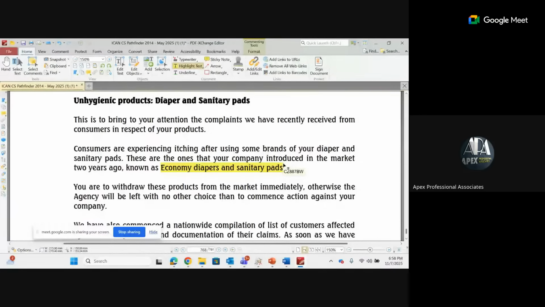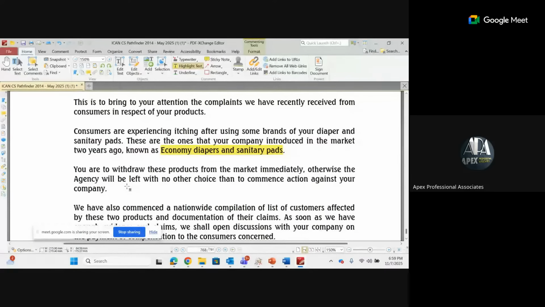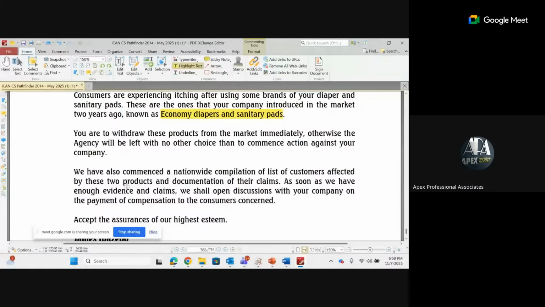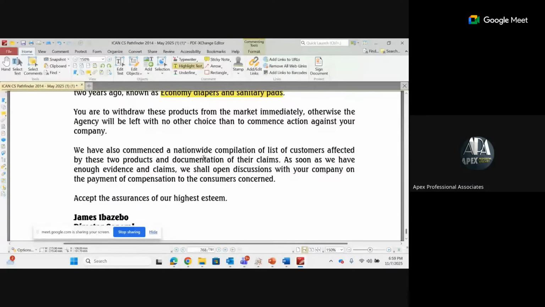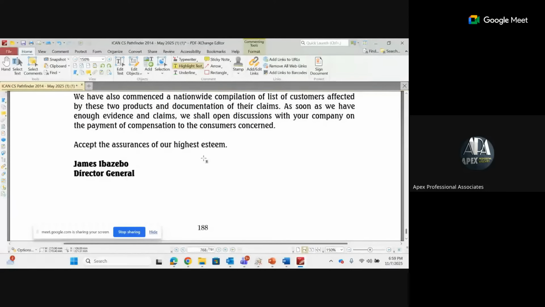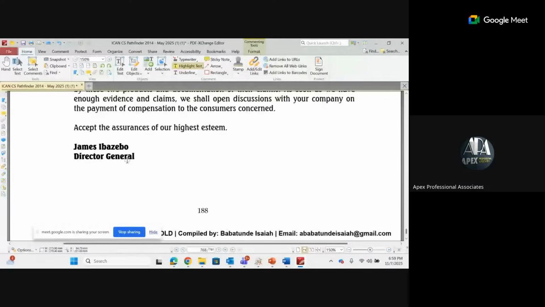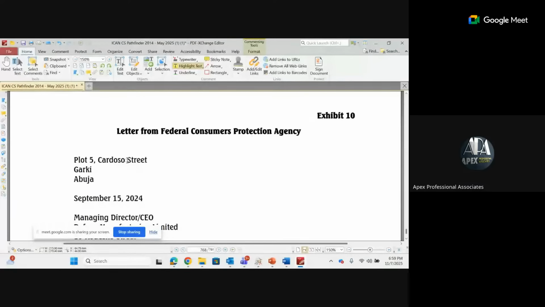And to withdraw these products from the markets immediately. Otherwise, the agency will be left with no other choice than to commence action against your company. We have also commenced a nationwide compilation of a list of customers affected by these two products and documentation of their claims. As soon as we have enough evidence and claims, we shall open discussions with your company on the payment of compensation to the consumers concerned. Accept the assurance of our highest esteem. James Ibazebo, Director General of FCPA.